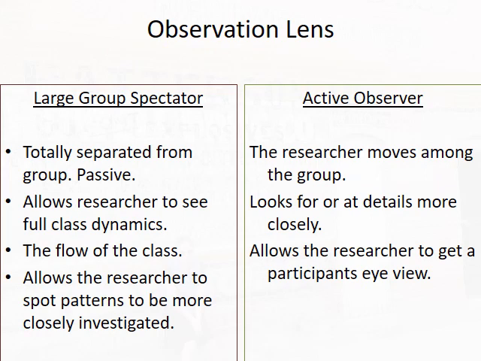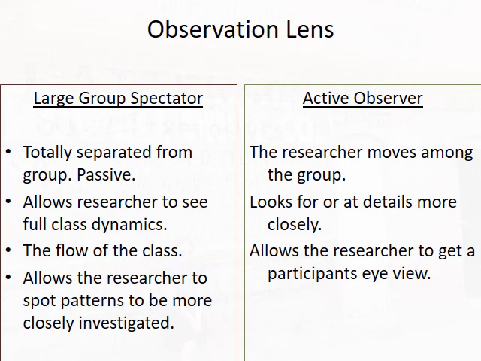Once again, linking to the last slide, you've now gone to your targeted observation. You found a particular behavior that you want to look at. So now you would begin this little sequence here, which is what your textbook calls the observational lens. In the large group spectator role, you're essentially a passive fly on the wall. You're sitting back and taking a look at the large picture as it relates to the pattern which you spotted from the slide before.